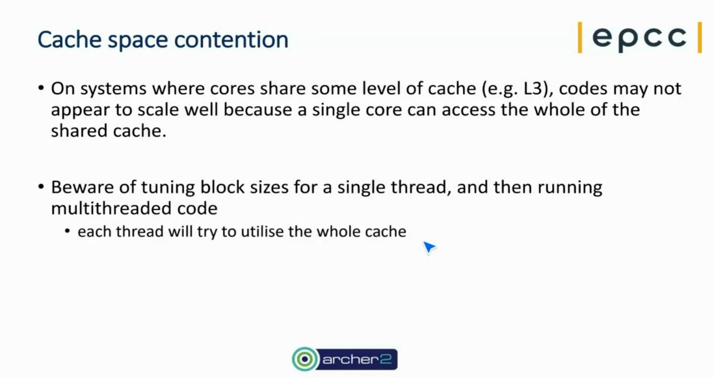So one possible complication here is that if you are doing cache blocking for reuse, you need to beware of tuning block sizes for a single thread and then running multi-threaded code, because in that case every thread will have the wrong block size. You've tuned the block size assuming you had access to the whole cache, and when you run multiple threads, you don't.